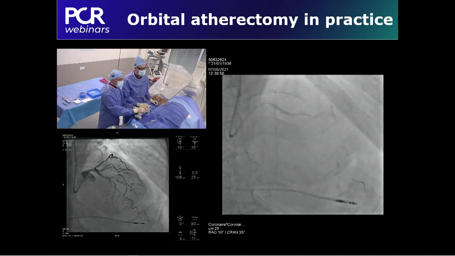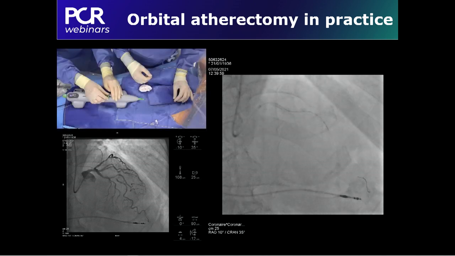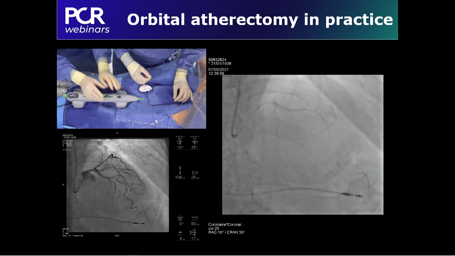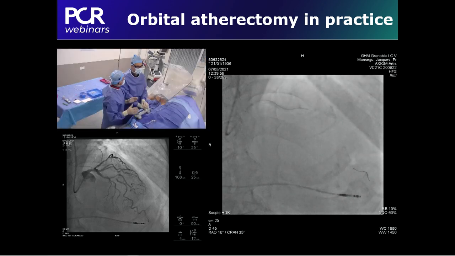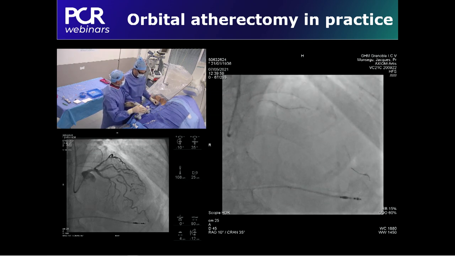So third run here in this curvature at the level of the bifurcation. I think it's the level of resistance. Okay. Just cross. I cross. We hear the sounds changing when you're pulling back. So we have worked by antegrade motion. Now we cross the lesion.